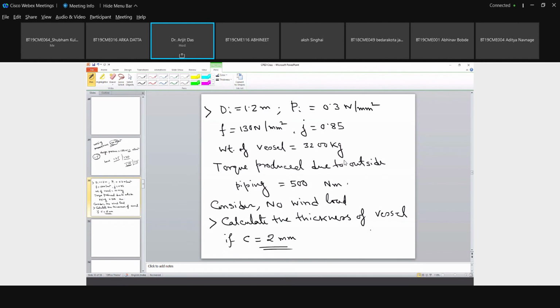Find the value of T. You know all the formulas. And keep in mind that the units should be consistent.